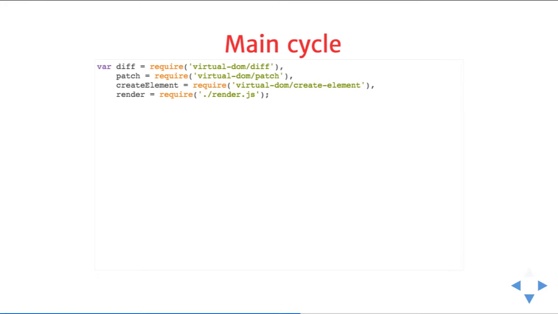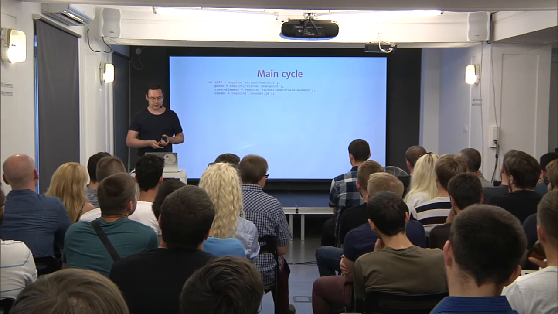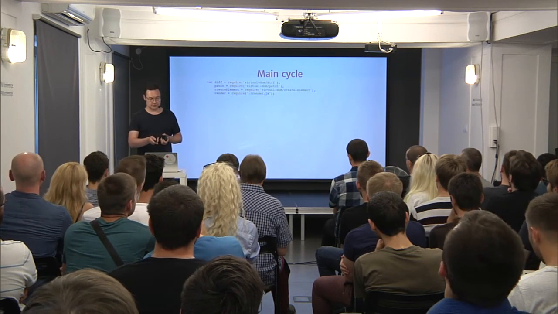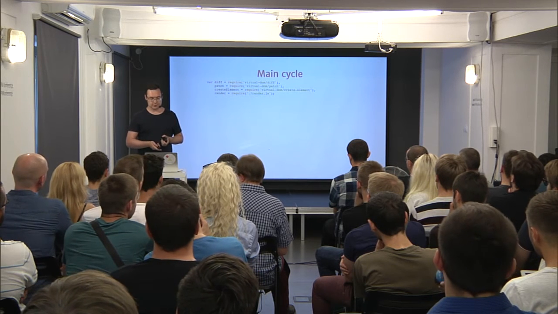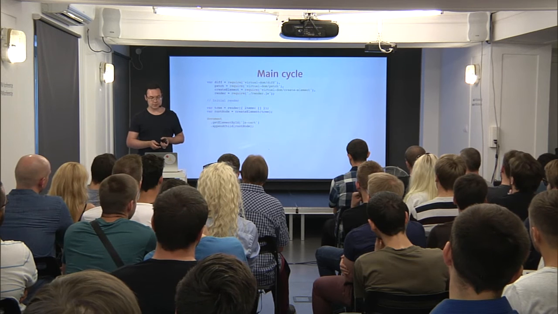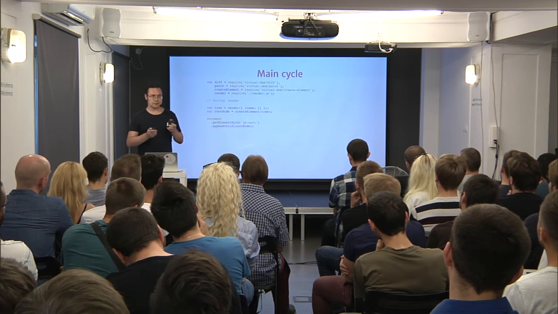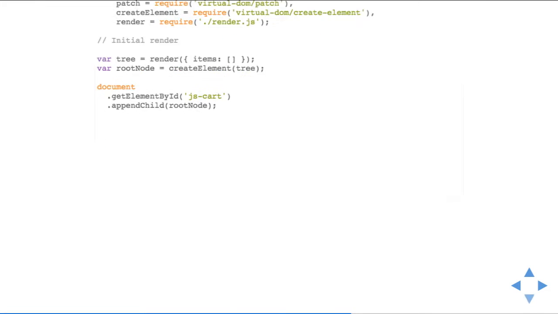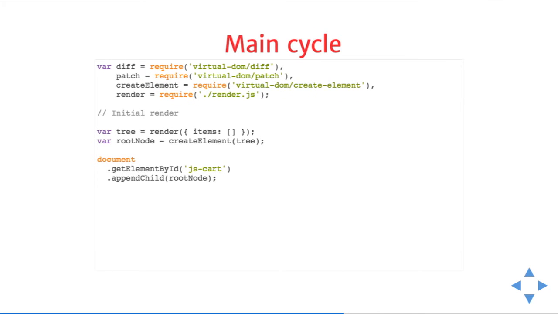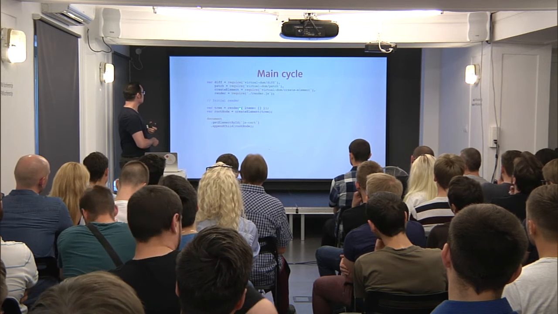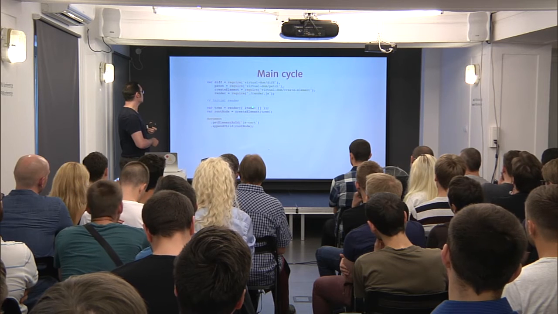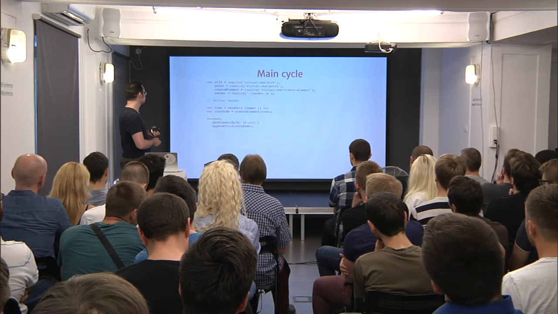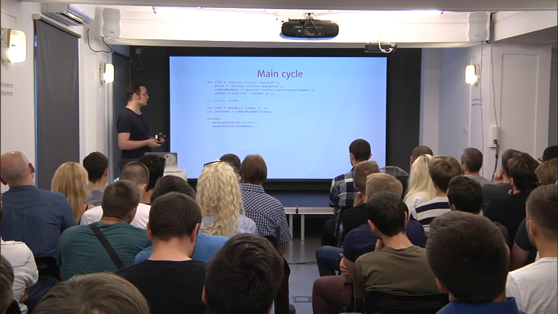So we have a div, patch, and create element. And we have our own render module, and I will talk about it later. So the initial render. Let's assume that the initial render is empty, so we don't have any data from the server, and so we don't have items. So the initial tree receives an object with an empty array for items. And it renders an empty cart widget.